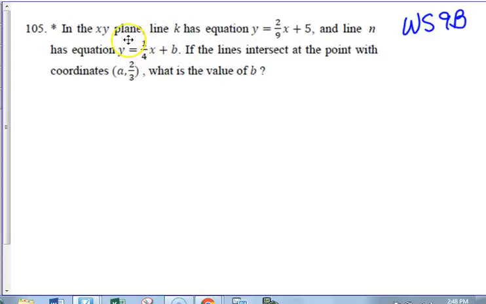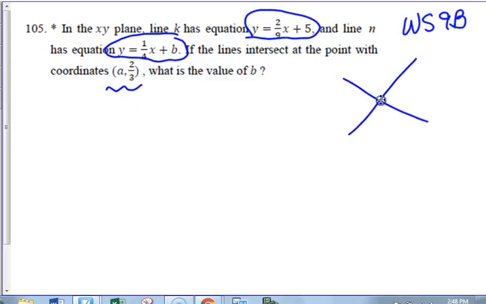Awesome. All right, it says in an XY plane, which just means it's a coordinate plane. There's a line, okay? Line K has this equation. Line N has this equation. They intersect at this point. When you have two lines that intersect, what do you know about that point? It's on both lines. It works in both equations. Does that make sense? Okay.